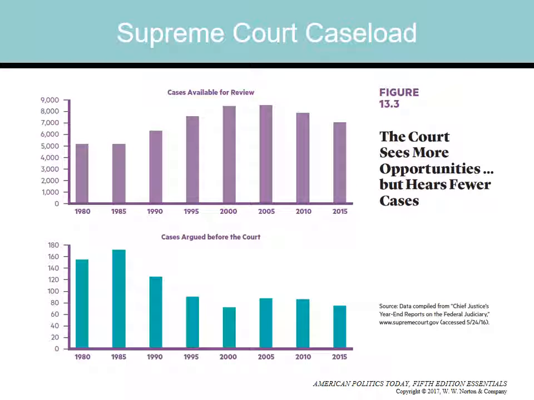The Supreme Court's workload appears to be headed in two directions. The court is receiving more cases but hearing fewer of them. What are the implications of having the Supreme Court hear fewer cases? And should something be done to try to get the court to hear more cases?